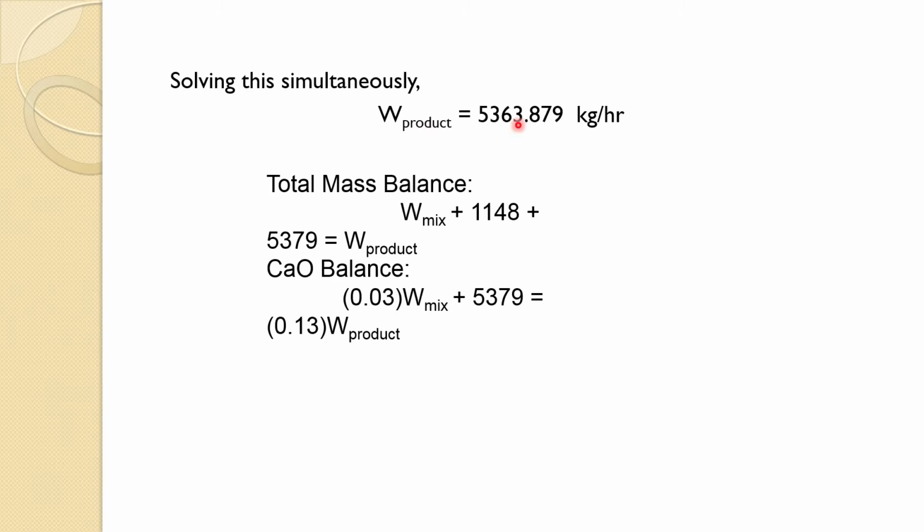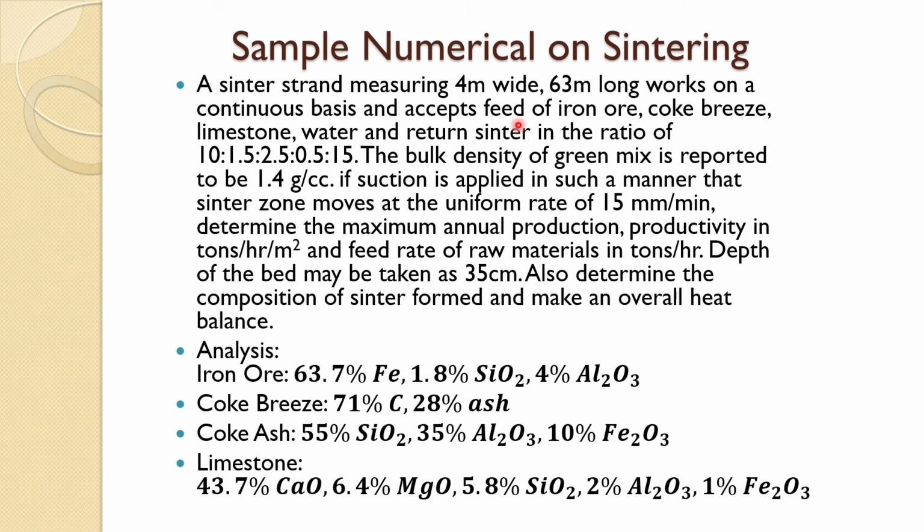So, 5363 kg per hour of sinter we will get. Another example for the sintering. So, this is a sinter strand measuring 4 meter wide and 63 meter long, which works on a continuous basis and accepts feed of iron ore, coke breeze, limestone, water and returns sinter in the ratio of 10 to 1.5 to 2.5 to 0.5 to 15.